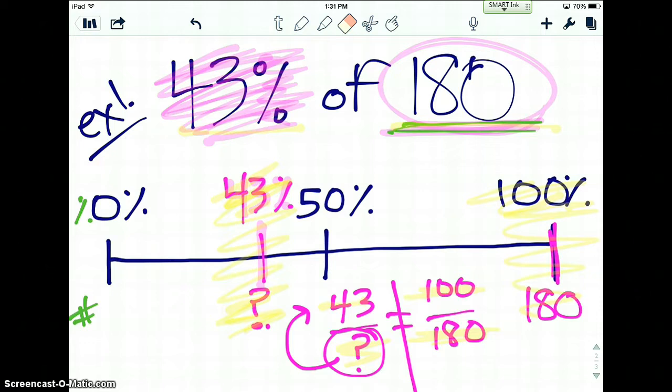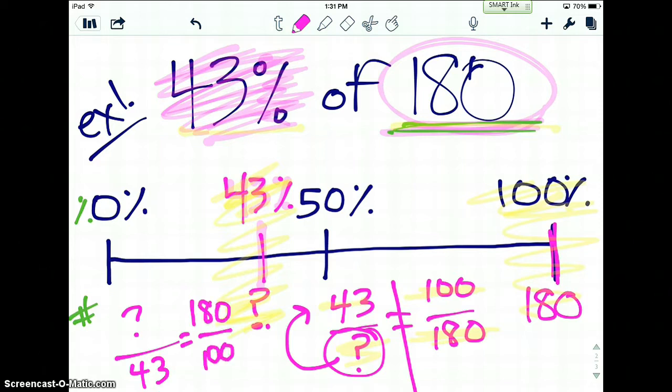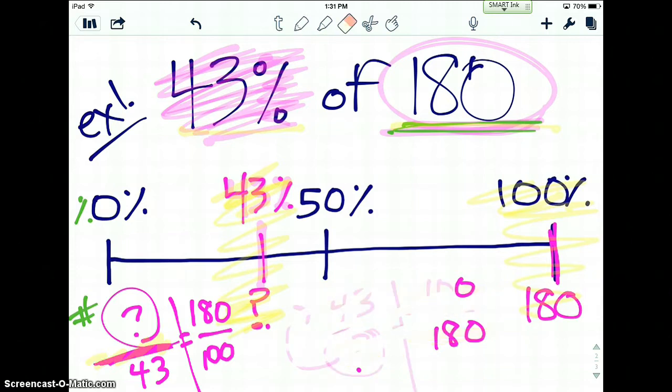And I'm going to flip it so that I have question mark over 43 equals 180 over 100. So now I have my question mark on the numerator, and I can solve using algebra to get rid of a division by 43 and get my unknown alone. How would I get rid of division by 43? I am going to multiply by 43.